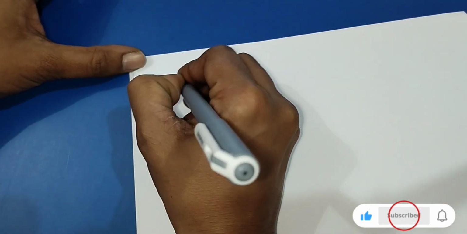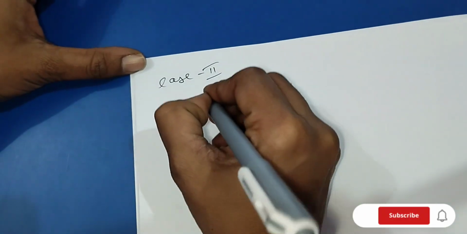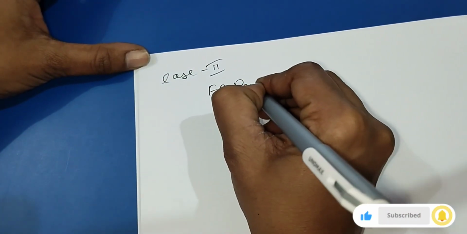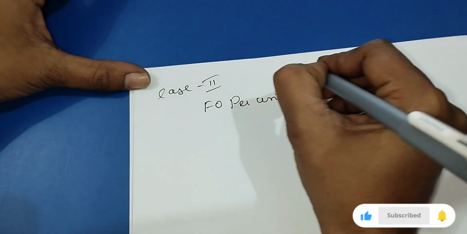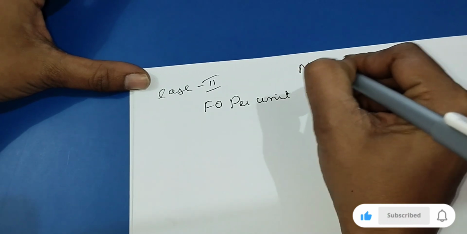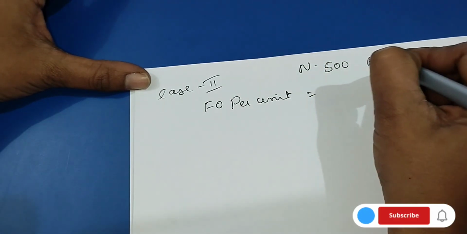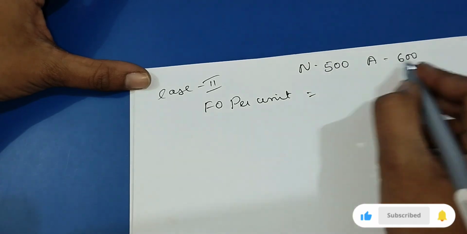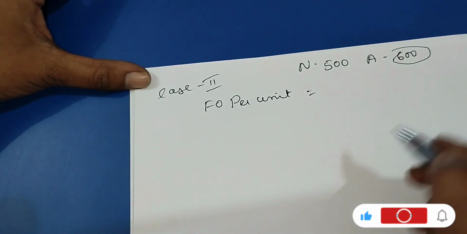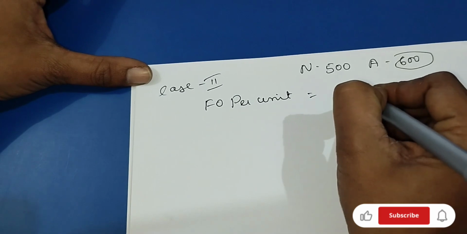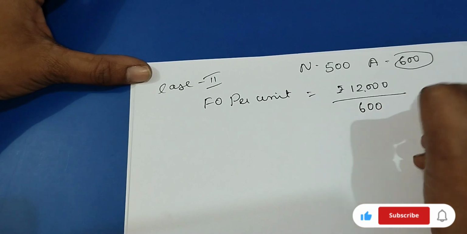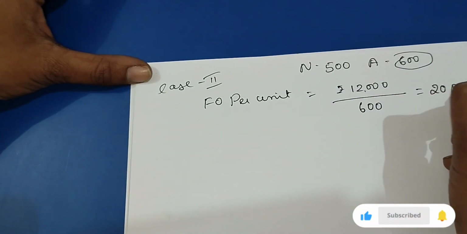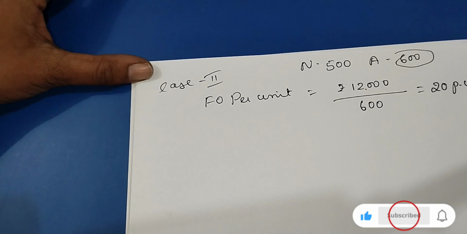Now in case 2, the fixed overhead per unit changes, because the normal production is 500 and the actual production is 600. Whichever is higher we need to consider. Actual production is higher, right? So the fixed overhead of rupees 12,000 divided by the actual production of 600 gives 20 rupees per unit.